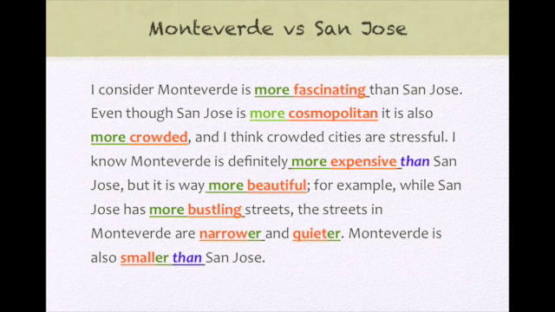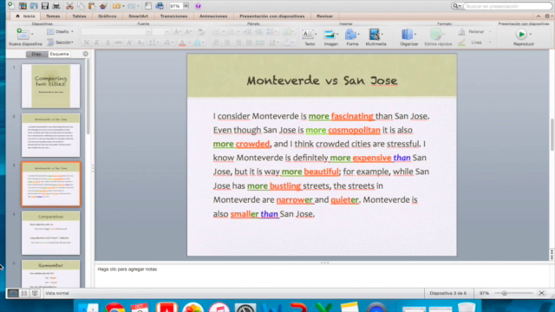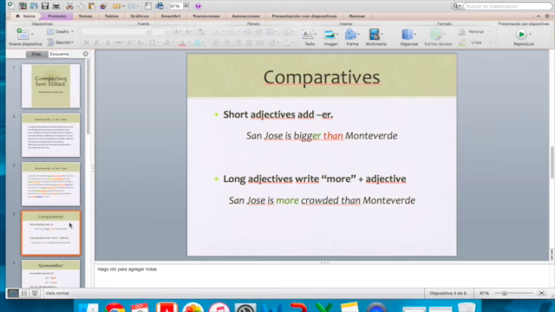So as you might see, we have here more expensive, more fascinating, more cosmopolitan, more crowded, more expensive than, more beautiful, more bustling, narrower, quieter, smaller than. So here we have a combination of superlatives and comparatives. Let's take a look at this.